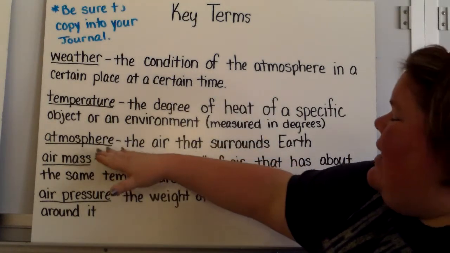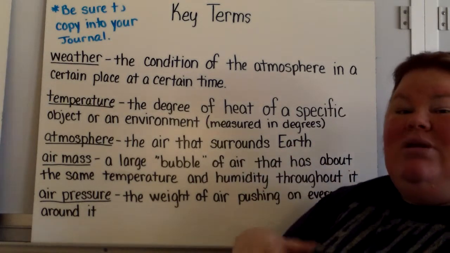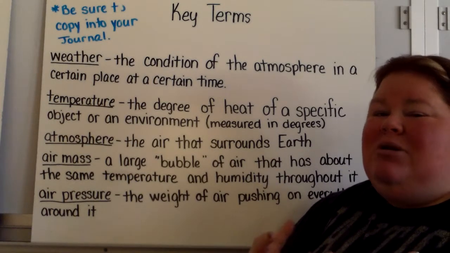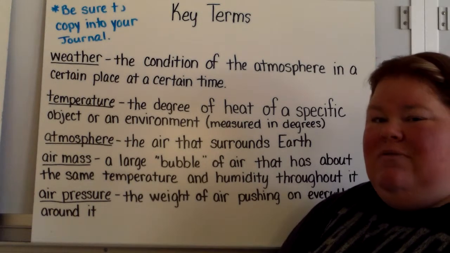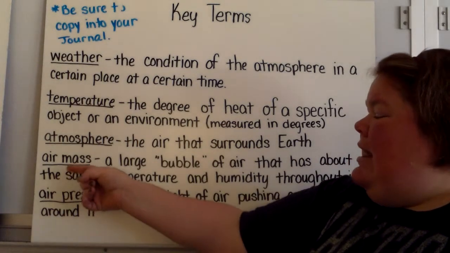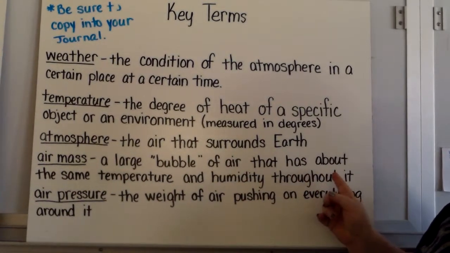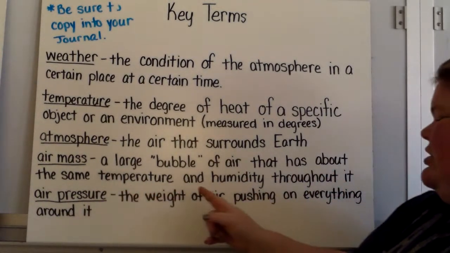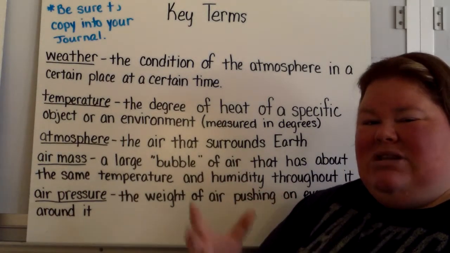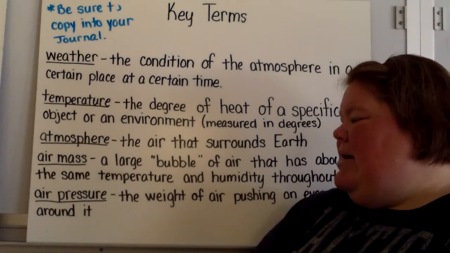Then we also have the atmosphere, which is the air that surrounds the earth. So even the air that you're breathing in right now is part of the atmosphere, all the way from the ground all the way up. An air mass is a large bubble of air that has about the same temperature and humidity throughout it. So it's just like this big bubble of air that sticks together and moves together. That's what an air mass is.